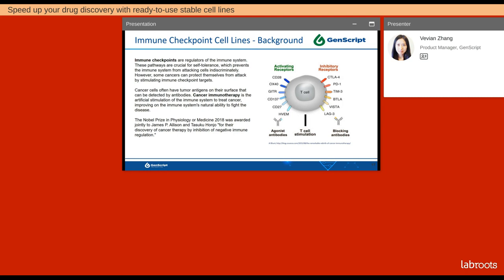As you can see in the image on the right side, there are activating receptors including CD28, OX40, GITR, CD137, CD27, and HVEM to activate the T cells. There are also inhibitory receptors expressed on the T cells, including CTLA4, PD1, TIM3, BTLA, VISTA, and LAG3. To target the activating receptors or the inhibitory receptors, agonist antibodies or blocking antibodies can be developed.